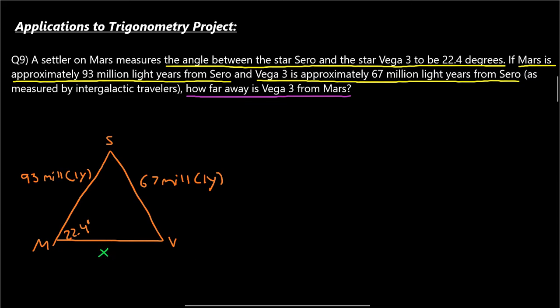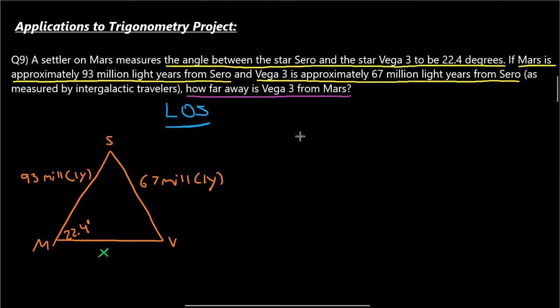Now let's change the color a little bit. So we can't solve for x straight away. We cannot use the law of sines, and we can't use the law of cosines either. Well, we can't use the law of sines to directly find our unknown, but we do use the law of sines first to find the measure of angle V.